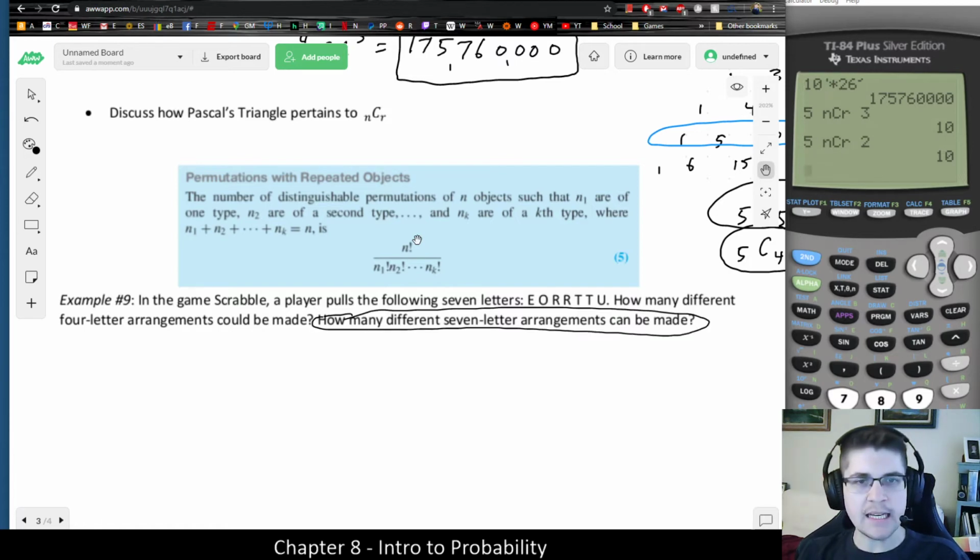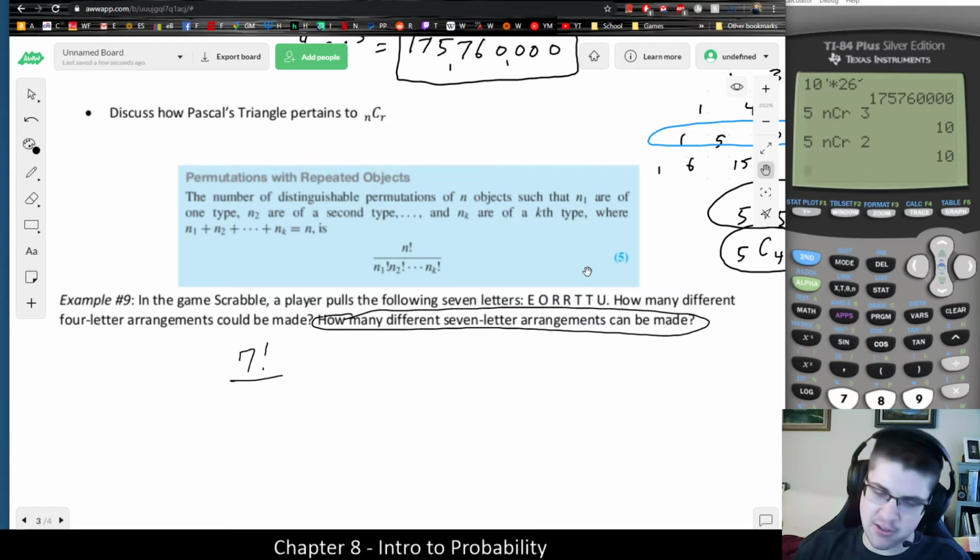But basically, if we're just trying to apply the formula, what it says to do is take 7 factorial on top, which is just the total number of objects, and divide it by how many objects are of each type. Notice that I have 5 types of letters. E, there's only one of, so I could think of that as being over 1 factorial. O is 1 factorial. R is 2 factorial. T is 2 factorial. And U is just 1 factorial.